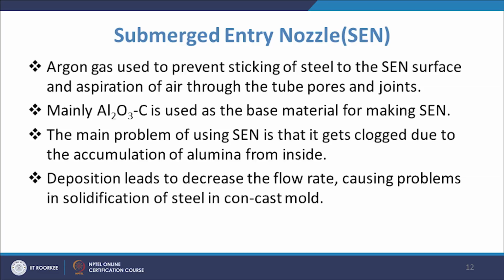The main problem of using the SEN is that it gets clogged due to the accumulation of alumina from inside. Many times the alumina which is coming may cause clogging in the SEN, and that will lead to a decrease in the flow rate, causing problems in solidification of steel in the concast mold. That is really a challenge, because if there is clogging, then there will be a decrease in the flow rate of the steel coming through the SEN ports. That is because of the inclusions or the alumina which is accumulated.